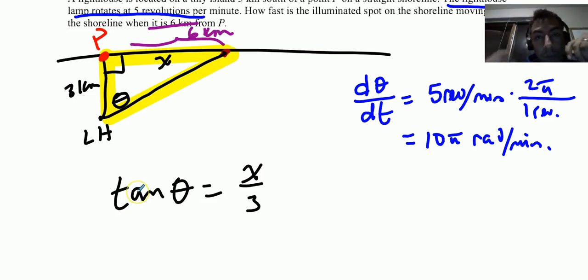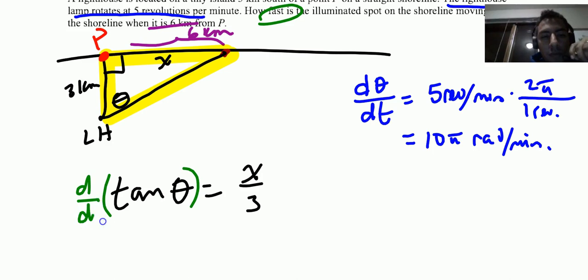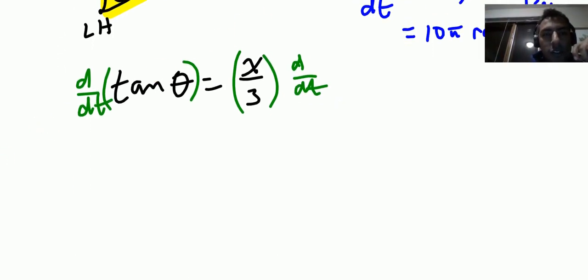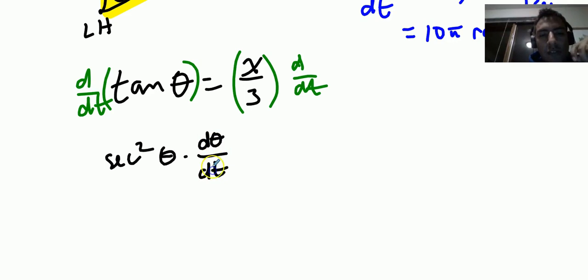Okay. Since I want to know how fast, I'm going to need to take the derivative with respect to time. So I'm going to take the derivative here with respect to time, and let's see what we get. I'm going to get secant squared theta, because that's what the derivative of tangent is. But I have to do times the chain rule, because I'm taking the derivative of theta with respect to time, so I have to put d theta dt equals.